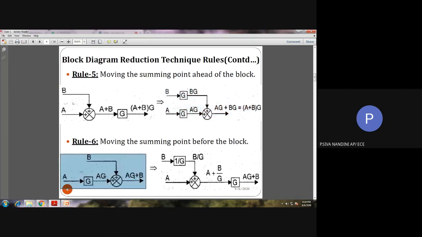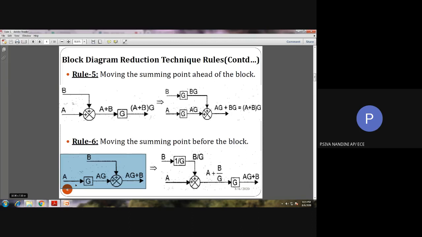Next we shall see rule number 6. Here in this rule, we have two inputs A and B. This input A is given to the block G. After that it is summed up using the summing point. Here we have B also fed to the summing point, both with positive sign. So our resultant will be AG plus B. In some cases we may move this summing point before this block G.